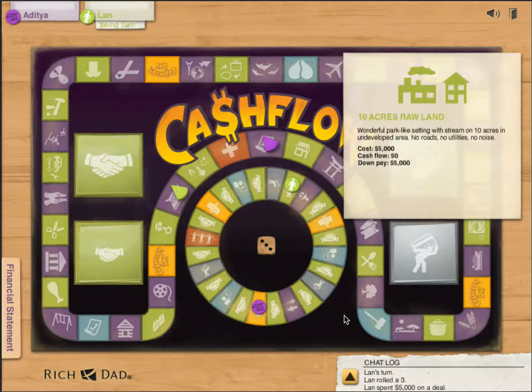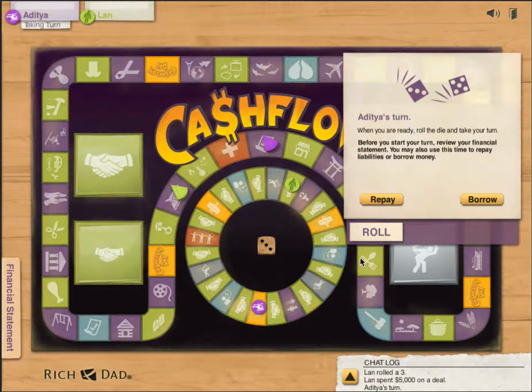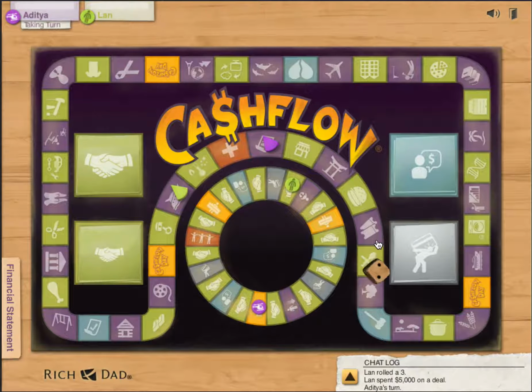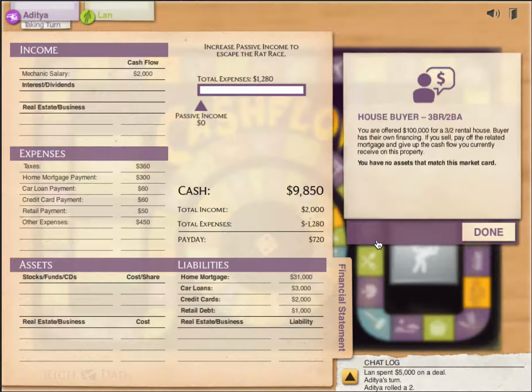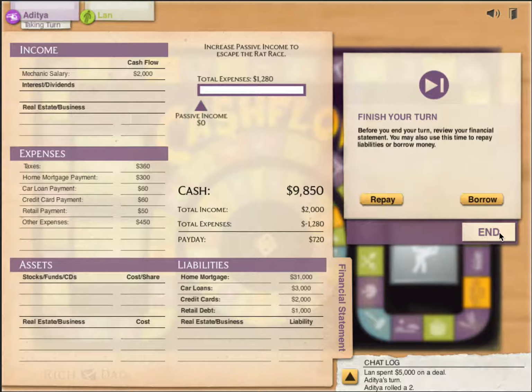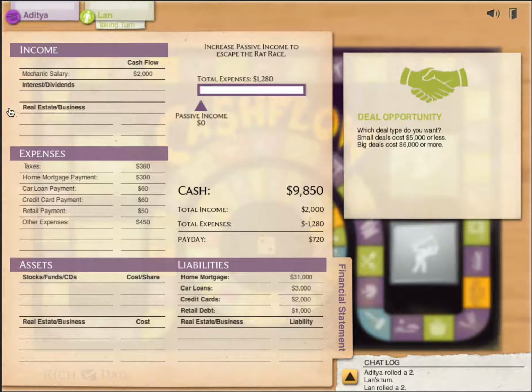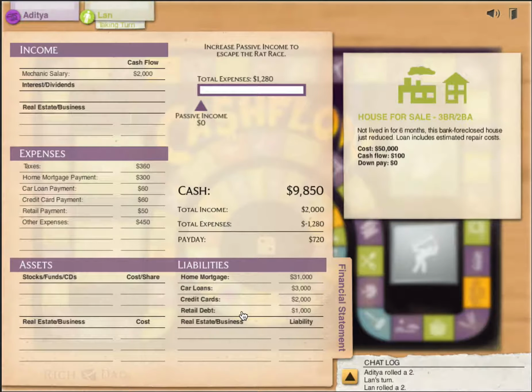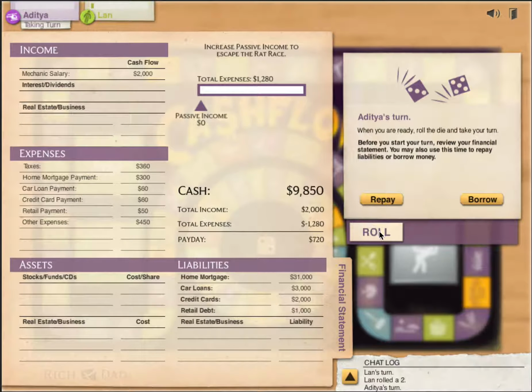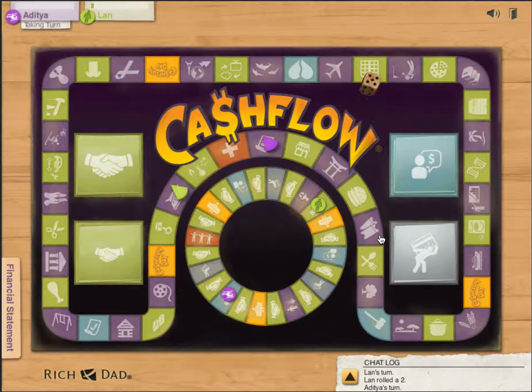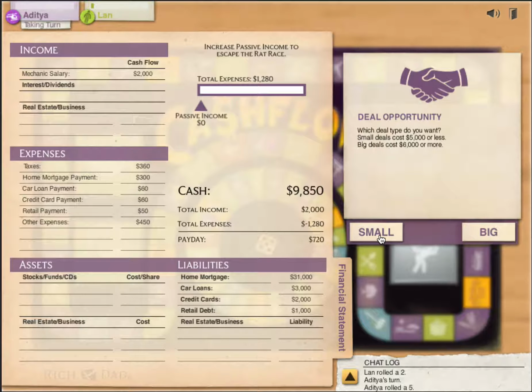Now it's this guy's turn. Now it's my turn. And I roll a 2. I don't have any houses to sell, so I'm done with my turn here. Let's continue looking at this financial statement a little bit more. So there's my income, expenses, assets, and liabilities. My income is only my salary right now. There's no other income, which is pretty typical for anybody with a job. And let's continue looking for some deals.